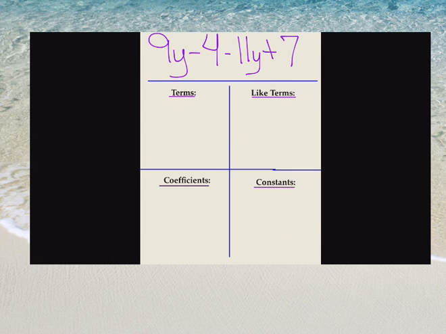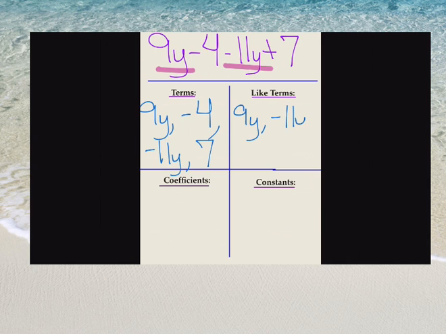Now we've got the expression 9y minus 4 minus 11y plus 7. Again, let's start with our terms. So pull out each part of the expression. We've got positive 9y, -4, -11y, and positive 7. In this case, let's look now at our like terms. Remember, like terms have the same variable to the same power. I see 9y and -11y are both y's, so I can list those as like terms, 9y and -11y.